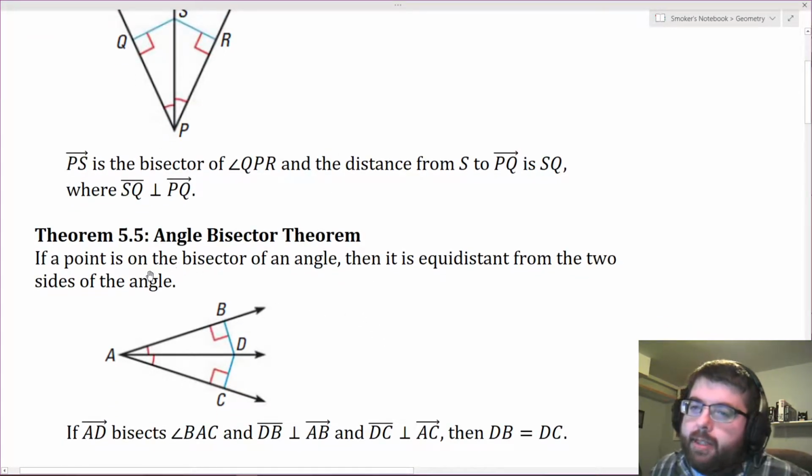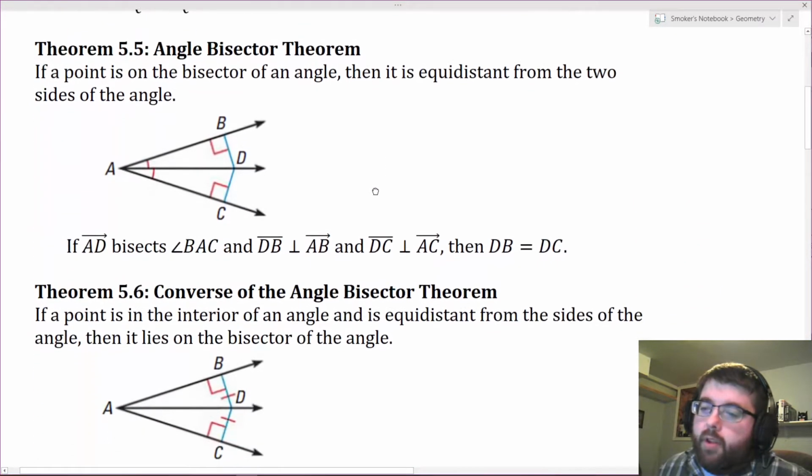Here's the theorem for that. If a point is on an angle bisector, it is an equal distance from the other two sides of the angle. That's what I was just describing. So it's going to cut the angle in half, and if you draw a line to each side so it meets at a right angle to each side, this is going to be the same length. CD is going to be the same length as BD.